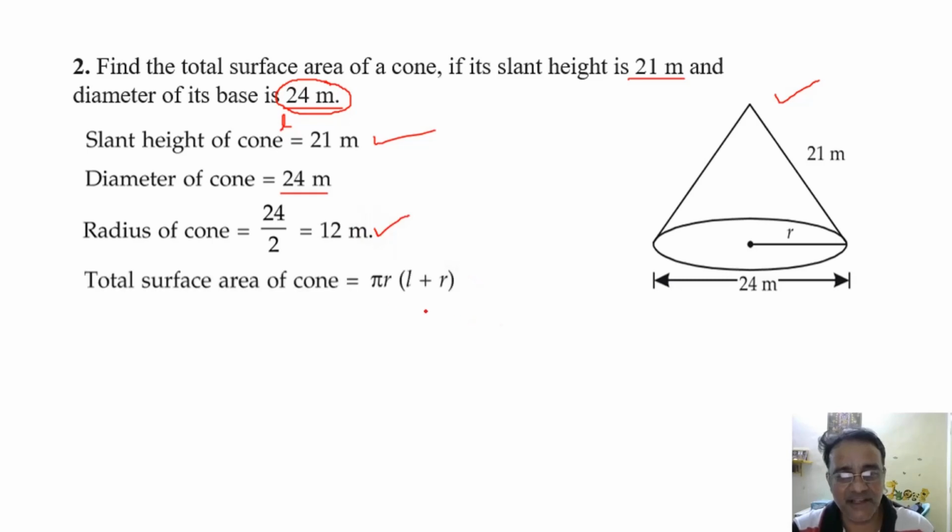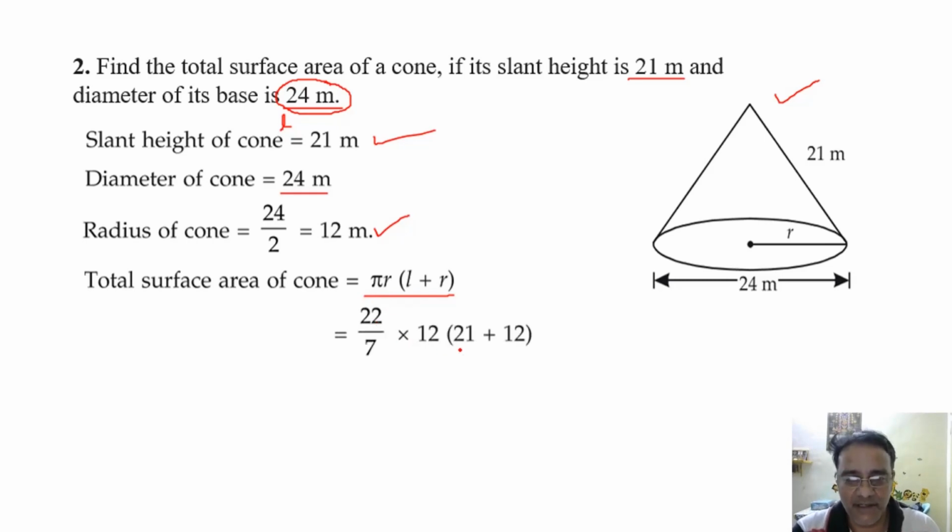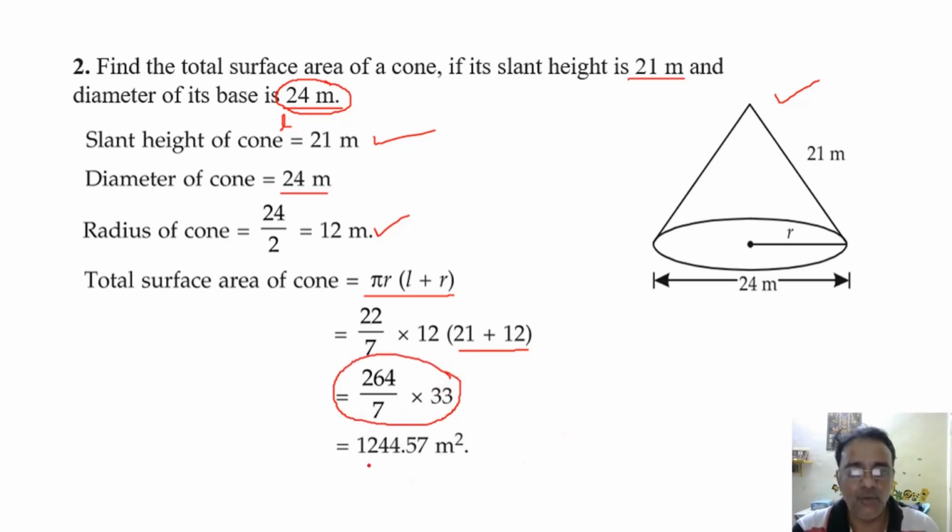Now the total surface area formula is pi r into L plus r. Now we'll substitute the values of pi, r and L. Pi is 22 by 7, r is 12, and 21 plus 12. Okay? So 264 by 7, and this will be 33. So we will get the approximate value 1244.57 meters square. Okay, so any doubt in this question? No, sir.